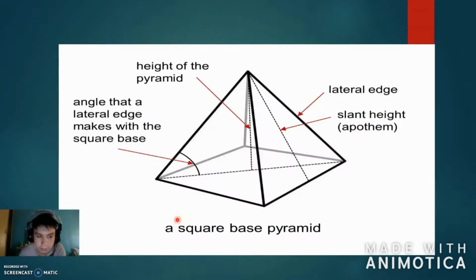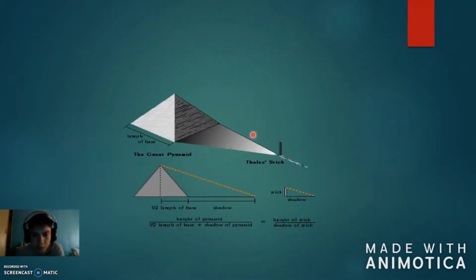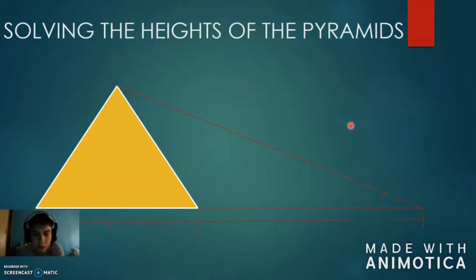So, recap: this is the height of the pyramid, this is the angle, the adjacent, the hypotenuse. We need to find the opposite side. So this is the representation, and this is the formula that I will be using in solving another problem. So let's solve the height of a pyramid.